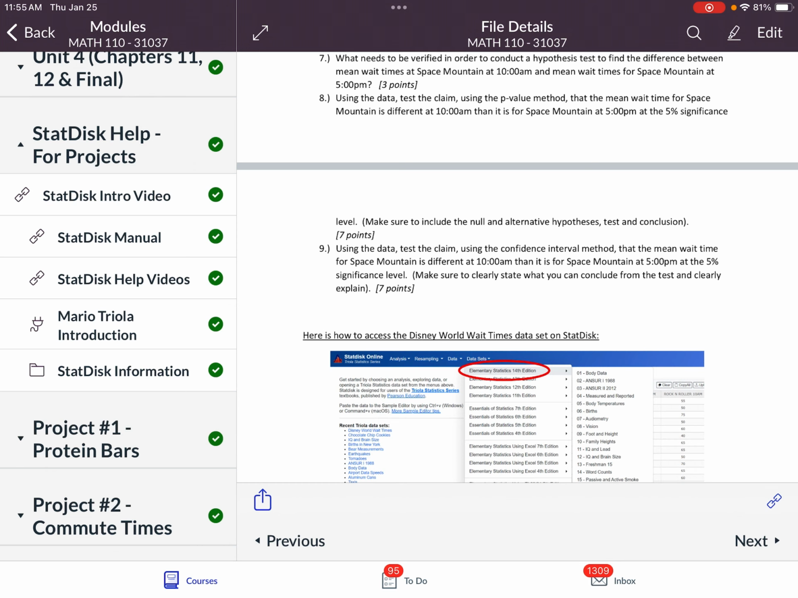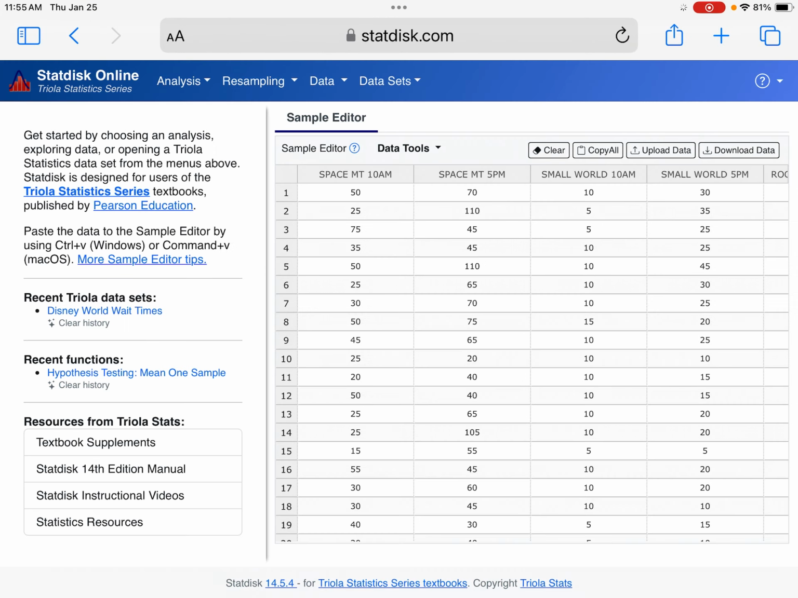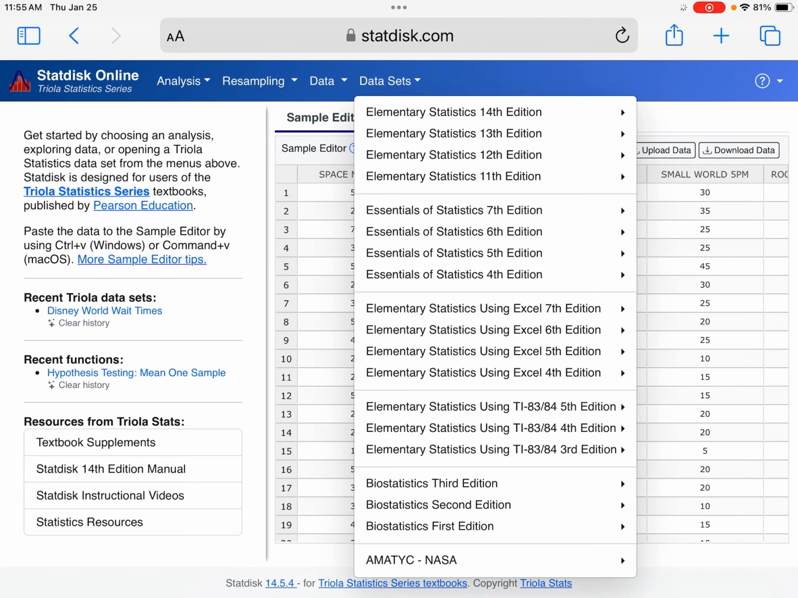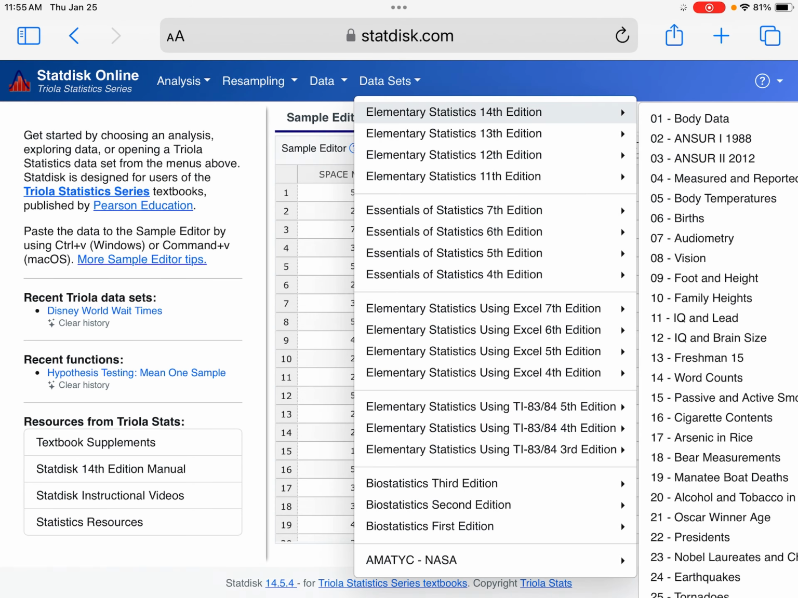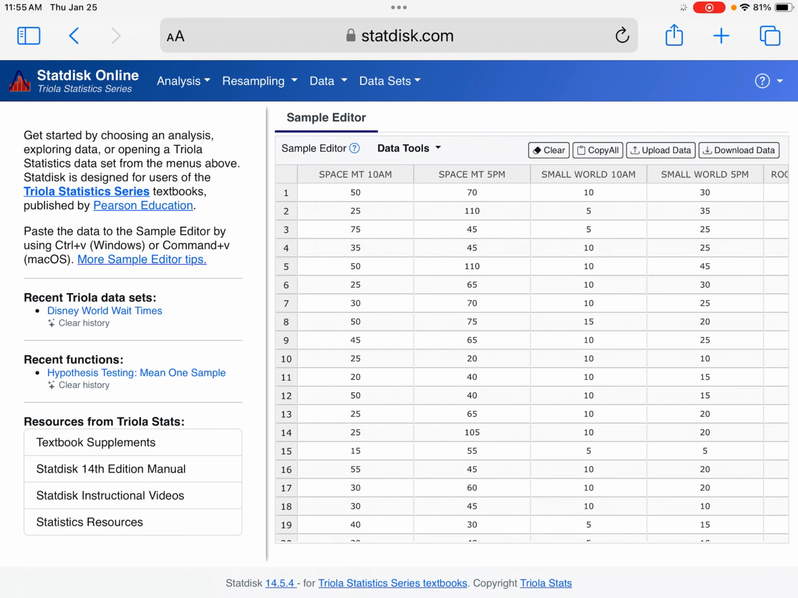so you can kind of find a video that corresponds to that question. So next thing I'm going to do is open up StatDisk so we can take a quick look at it. Again, I'm using a tablet, so your view might be a little different if you're looking on a phone or on a computer or a laptop. From here, I have the data already inputted. Again, to get to that, you would go to Datasets and find the 14th edition, find the Walt Disney World data, which again is listed on the bottom of that PDF.